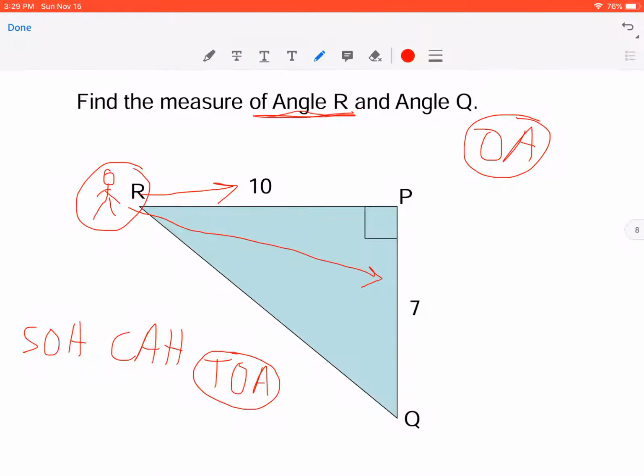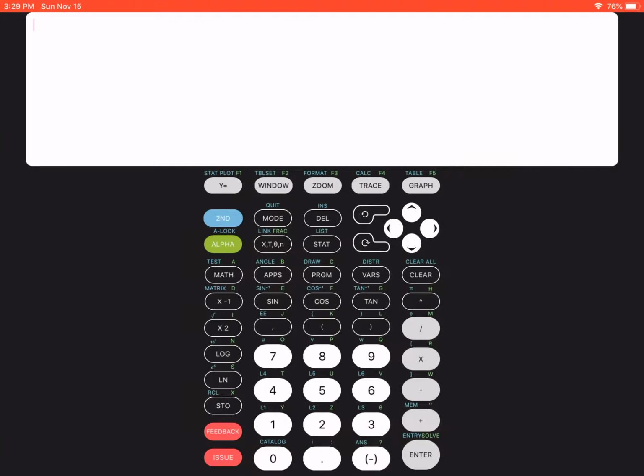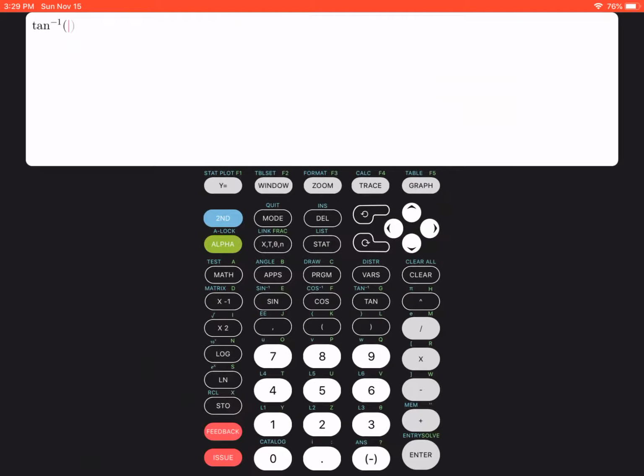That's tangent. So I'm going to have to do second tangent, 7 divided by 10. Now the calculator will always put it in parentheses. You can close the parentheses if you want to, but you don't have to. So I'm going to go to my calculator, and I'm going to clear this. I'm going to hit second, then the tan button. That's the 2 above 9. And then let's go back, what were those two numbers, 7 and 10? So let's do 7 divided by 10, hit enter. 34.99, you can round it up to 35 degrees.